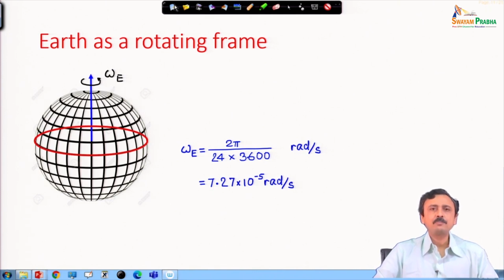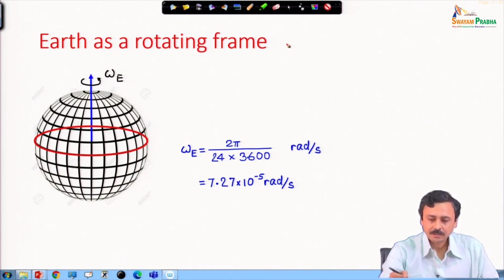It is a very small angular velocity, I am sure you will agree, but this small angular velocity can create havoc. As you know, it can damage buildings, break houses, uproot huge trees and do what not. This small angular velocity. Therefore, the effect of Earth's rotation can be grand, even though in many situations we do neglect it.